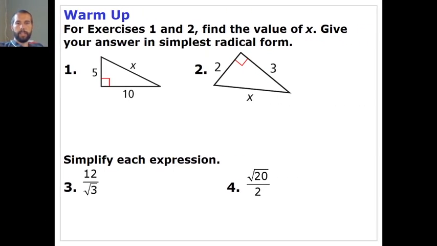Hey everybody, so in today's lesson we're going to be working on special right triangles. Before we do so, we'll just do a quick practice with what you talked about yesterday, which was the Pythagorean theorem. The only difference with these questions though is instead of it saying round to the nearest hundredth, we are going to leave our answer in simplest radical form.